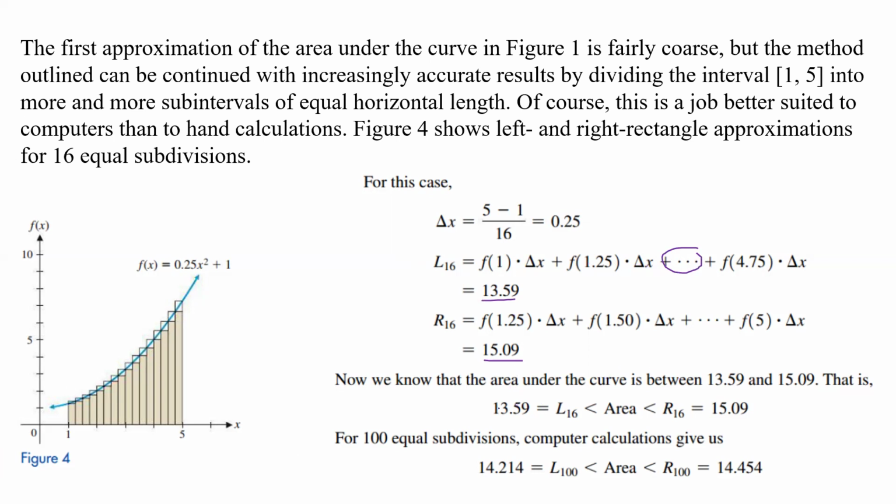So then we know between the left and right areas, it's going to be somewhere between that, and that is the actual true area. Now, if we wanted to, we could also go even more. If we get to 100 subdivisions, then we're going to be between 14.214 and 14.454. So we're getting better and better all the time. The more subdivisions we do, the closer to the actual value of the area under that curve we're going to find.